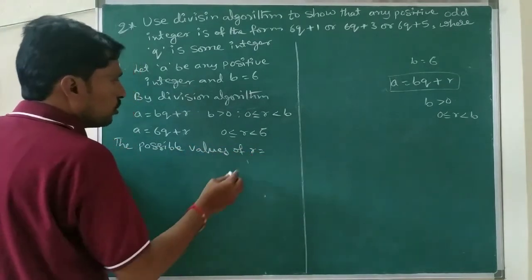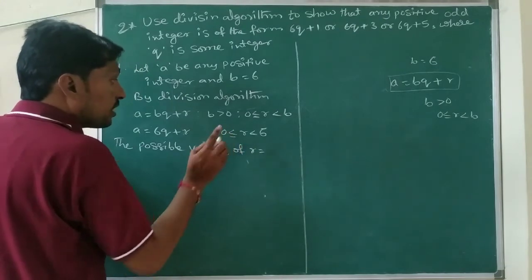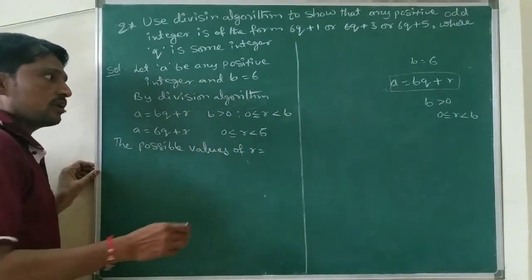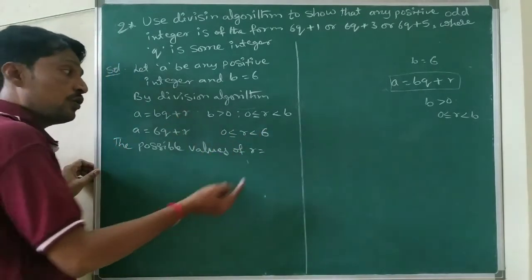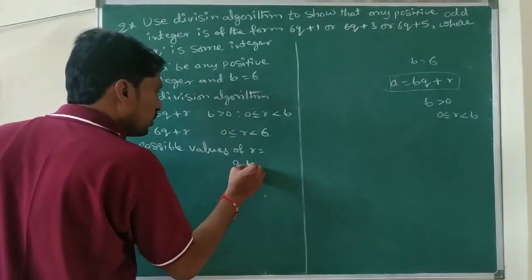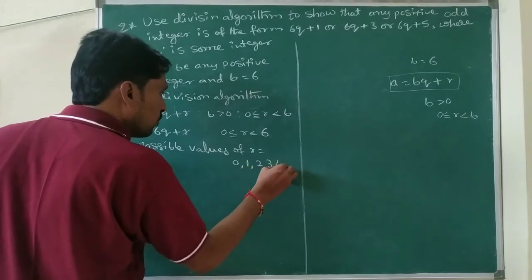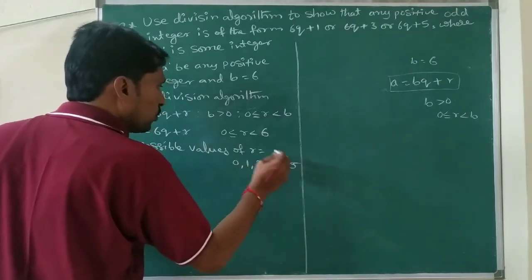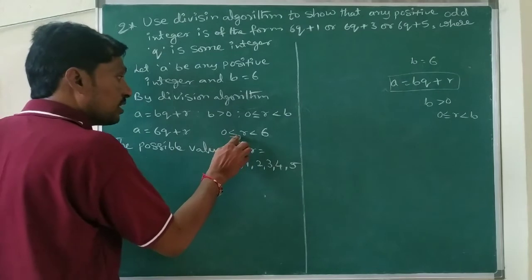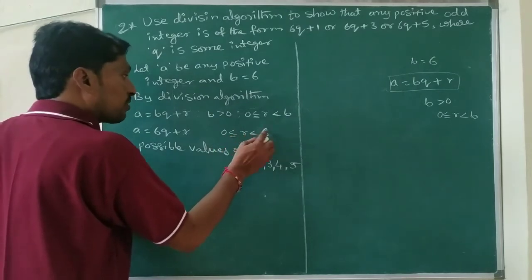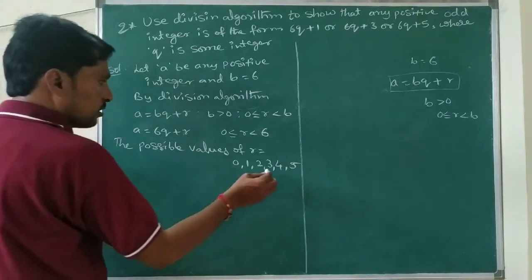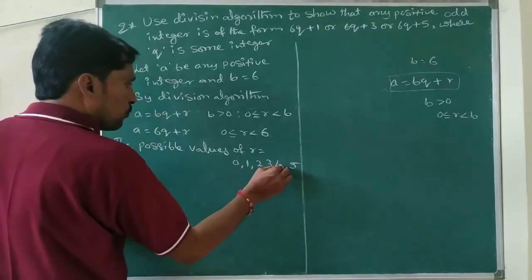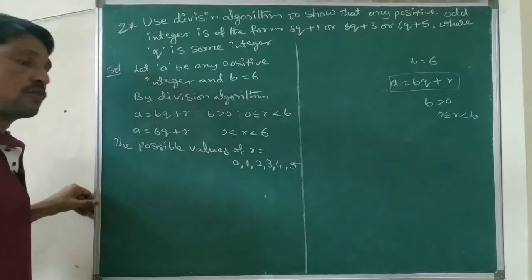What are the possible values of r? 0 less than or equal to r means we need to take including 0, that is 0, 1, 2, 3, 4, 5. Up to 5 only we need to take, since r is less than b only. Now we are getting 6 cases.